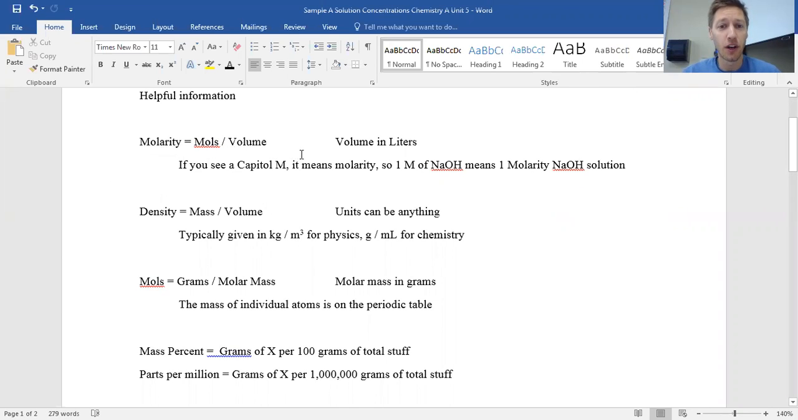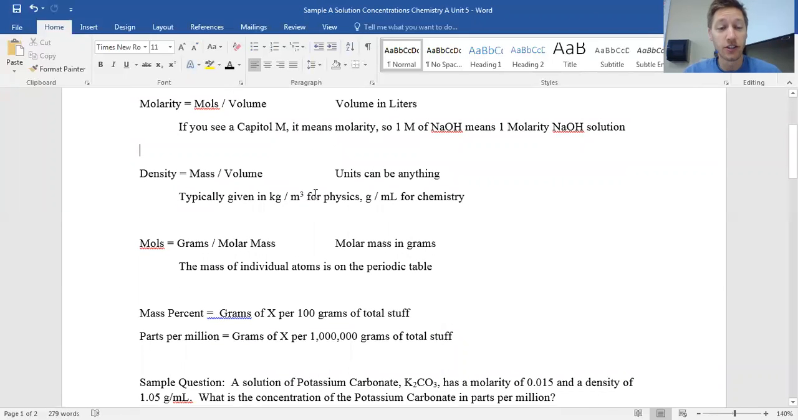Molarity is moles over volume. This is usually used for chemists that are doing stoichiometry, because we need to know how many moles you have. So molarity is just how many moles you have in a certain volume. That volume has to be in liters. So if you have a 1 molarity solution, that means there's 1 mole per liter. Also, if you see a capital M, it means molarity, often abbreviated as molar. So 1M NaOH means 1 molarity NaOH.